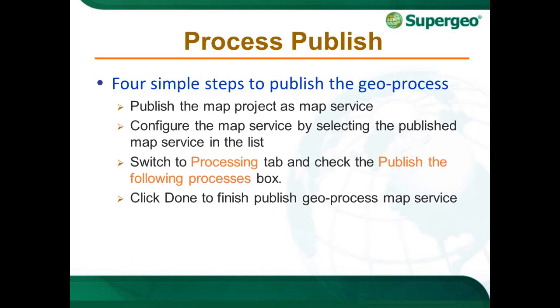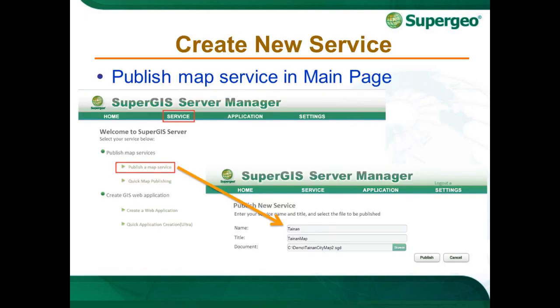So we're also going to talk about how to publish the process. There are 4 simple steps to publish the GIS process. Number 1 is to publish the map project as a map service. And after that, you can configure the map service by selecting the published map service in the list and switching to the processing tab, which is very critical. Check the publish the following process box, which will allow this service to open up the geoprocessing function. And after that, you can simply click done and finish publishing the geoprocess map service.